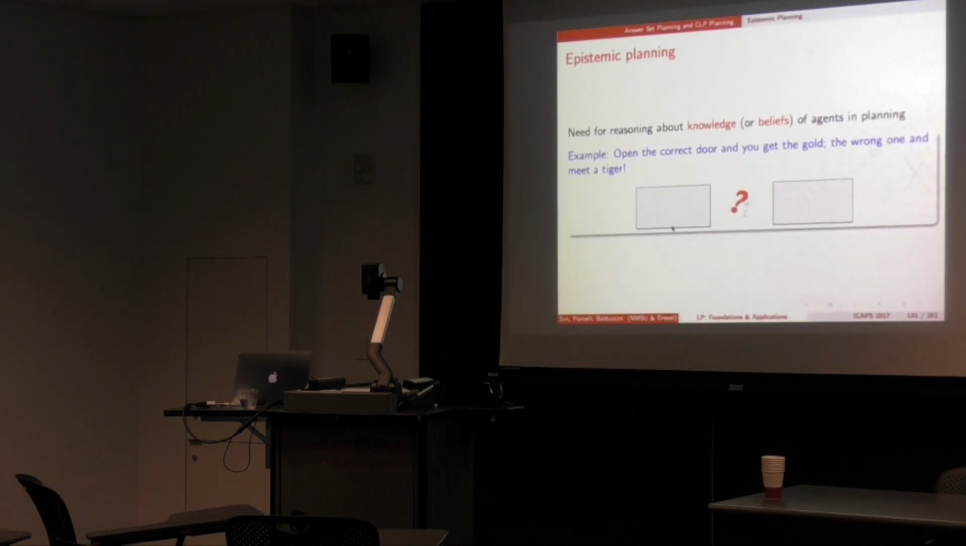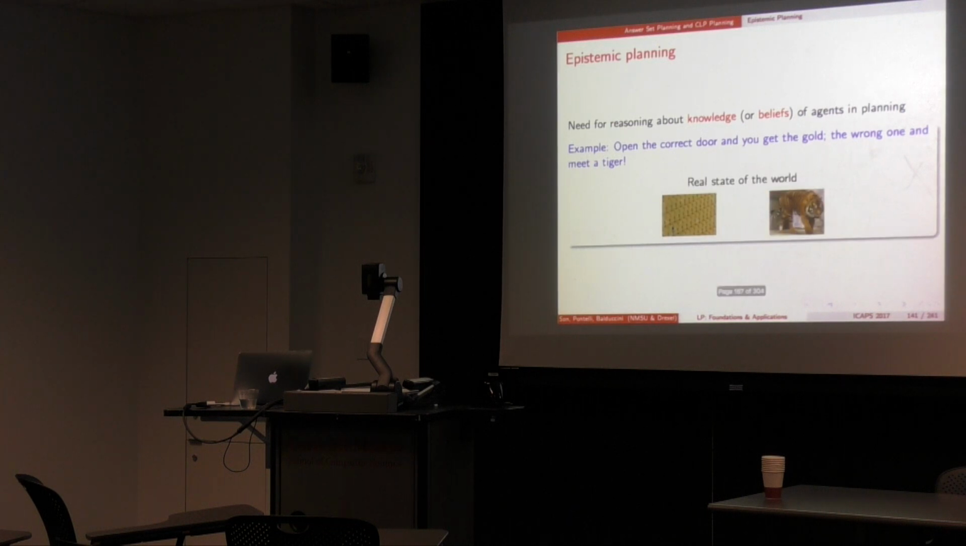To give you an idea of what I'm really talking about, let's take the example of this. Suppose that you are a contestant on a TV show, and the host is asking you. There are two doors like this. One of them hides a tiger, and the other one a goat. You open the right door, you get the goat, and otherwise you will meet the tiger. Okay. So what is your plan then?